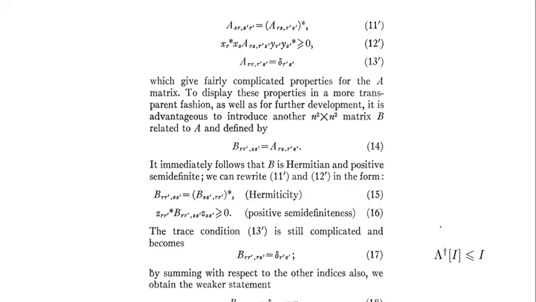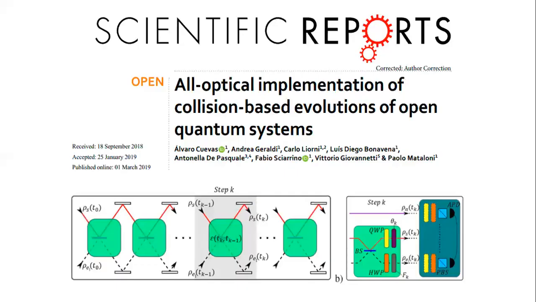So the subject of my talk today is a trace decreasing map. So lambda is still completely positive, but now we have the relation that the action of the dual map on the identity operator is less or equal than the identity operator. And let us consider a particular experiment where this situation happens. There are lots of such experiments, but one particular form is presented in an experimental work by Paolo Mataloni's group from Rome. They consider an all-optical implementation of collision-based evolutions of open quantum systems.